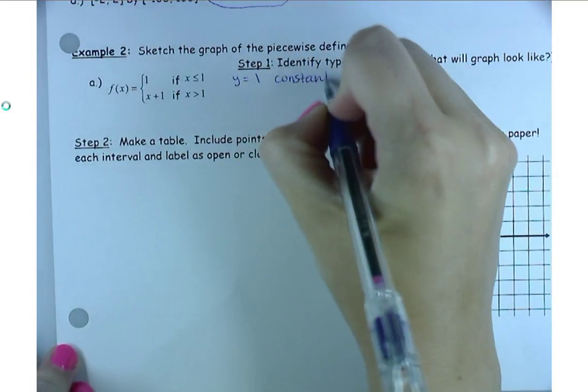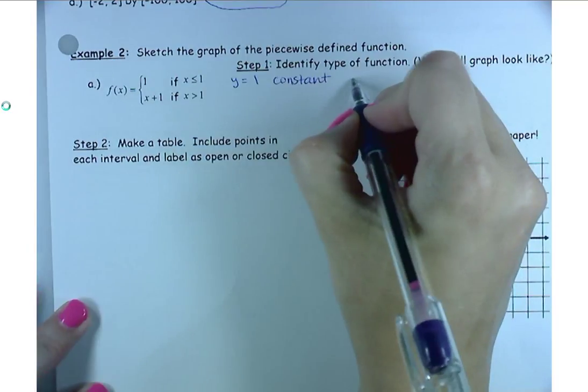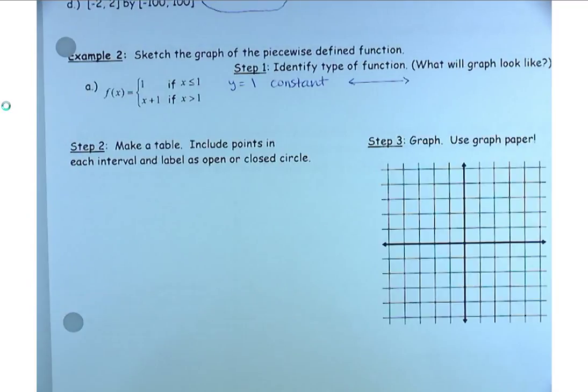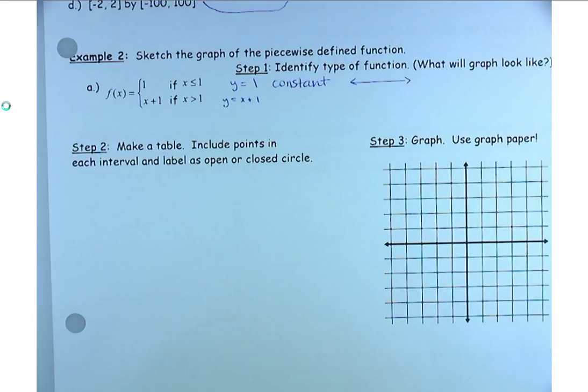If it's y equals 1, when you're looking at the graph, we talked about this yesterday. What does that look like on the graph? A horizontal line. Remember we talked about that yesterday? Okay, and then what about the second one? I have x plus 1, so it's like y equals x plus 1. Okay, Jackson, what kind of function is that? If y equals x plus 1, what type?